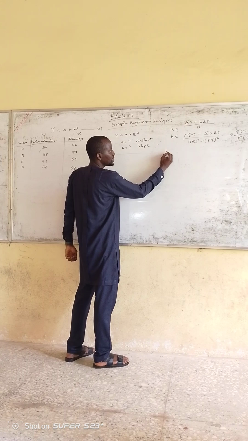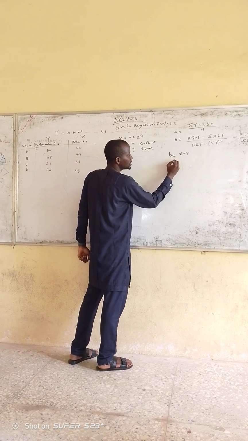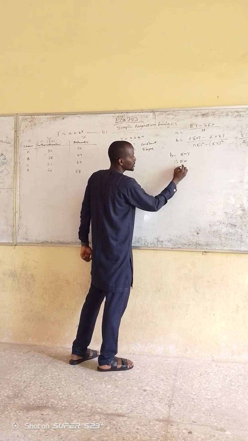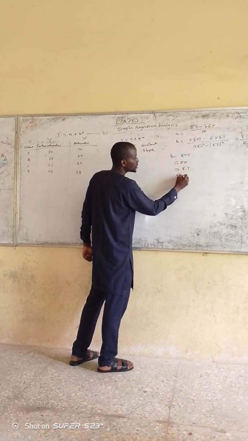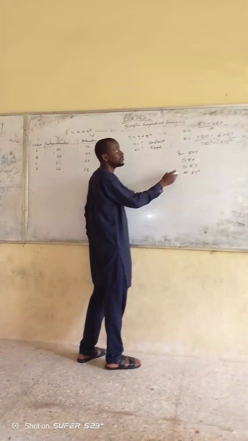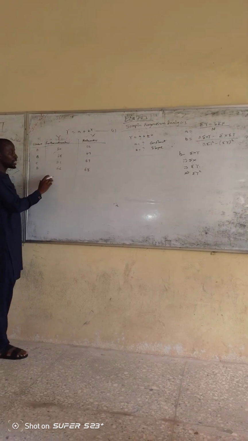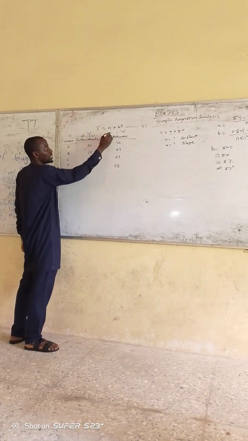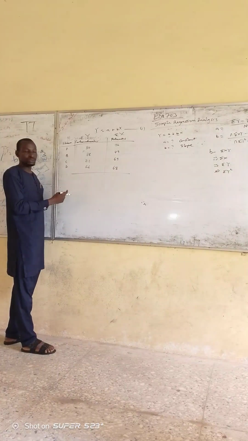So for us to find our b, we need summation xy. We need summation x. We need summation y. And we need summation of the squares. These are what we need for us to find our b. So let us come back here. If this is our y and this is our x, summation y and summation x imply that you will find the sum. So let us do that.